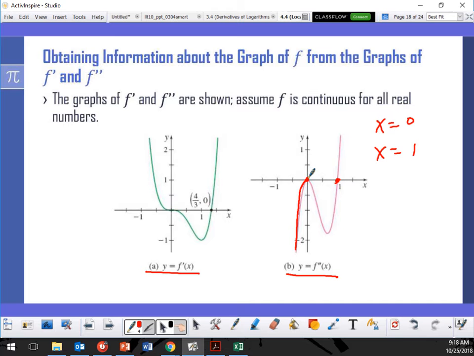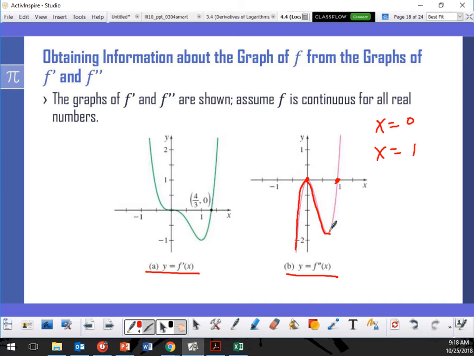And look on the right-hand side of that. That's going to be negative. Does that change? No. If it doesn't change, what does that mean? It's not a point of inflection, is it? No. It's not a point of inflection.